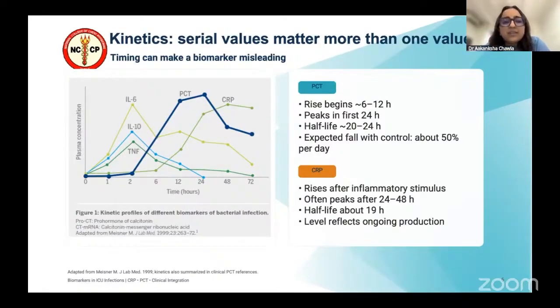Now, you've done the tests. What timing you send these tests and what values you obtain also matter. Procalcitonin rises at 6 to 12 hours, peaks at 24 hours. Its half life is about 20 to 24 hours. And once there is response to treatment, whether antibiotics or whatever the underlying pathology of your procalcitonin high is, it starts to fall by 50% per day, which tells you that there is a response to your treatment. On the other hand, CRP rises after the inflammatory stimulus, often peaks at 24 to 48 hours, has a half life of about 19 hours. And this basically tells you the ongoing inflammatory process.